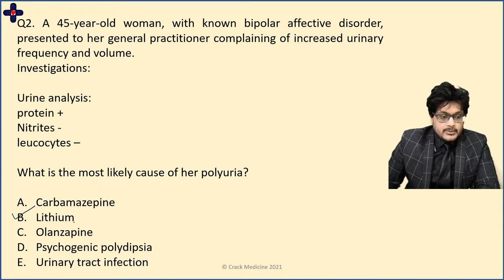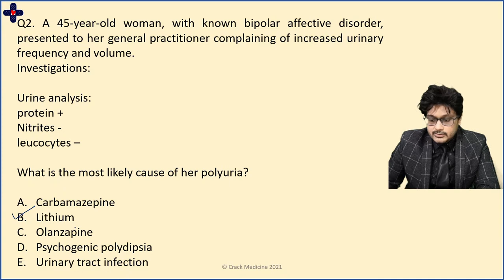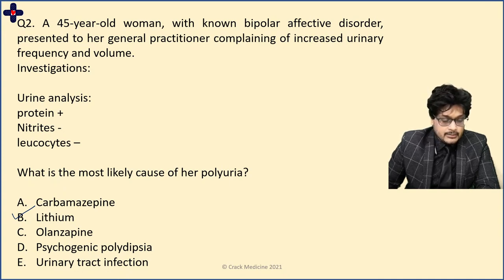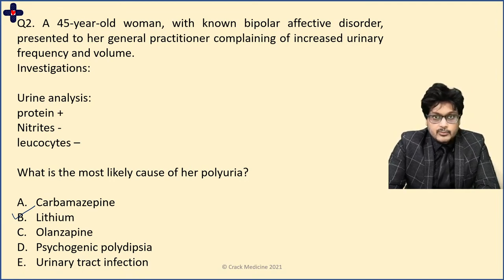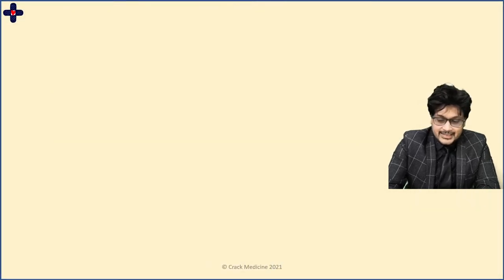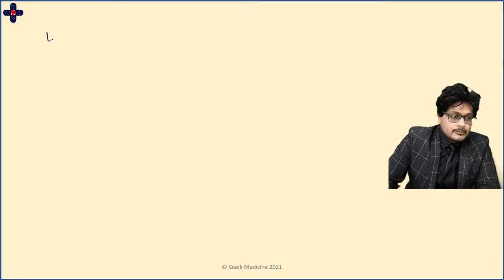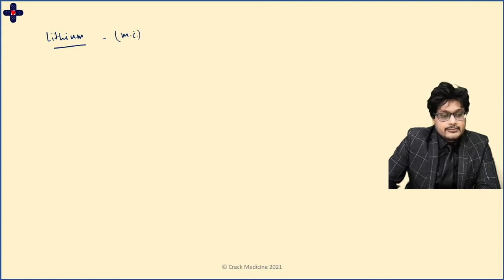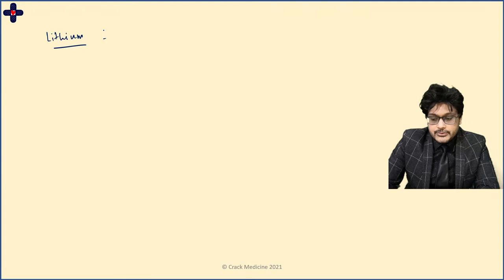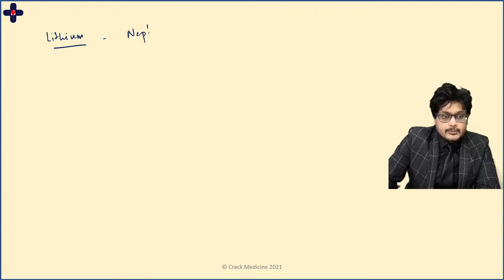Lithium. Now remember, lithium is the most... Dr. Hashir says carbamazepine, but the answer is B. So remember, for your exam purposes, lithium is the most common cause of nephrogenic DI, and I will write it down like that. As far as the MRCP is concerned, this will be your most common answer, as in it will be present in all of the questions. You see lithium and you should start thinking of nephrogenic. Let me write it down. Nephrogenic DI.